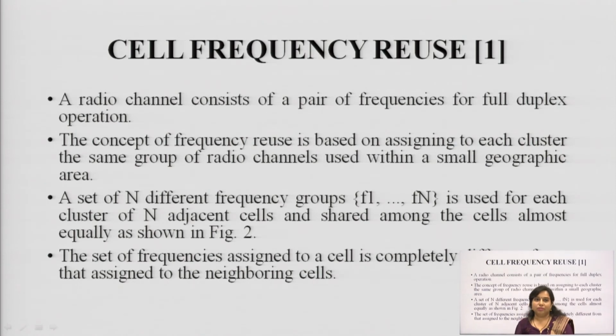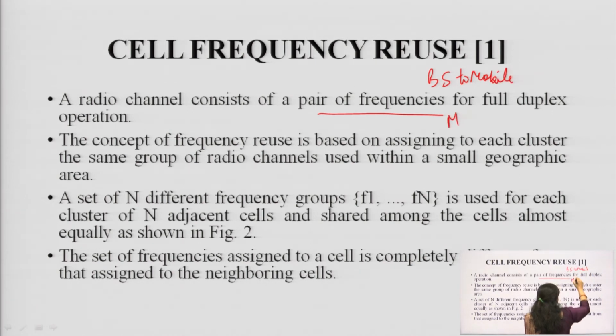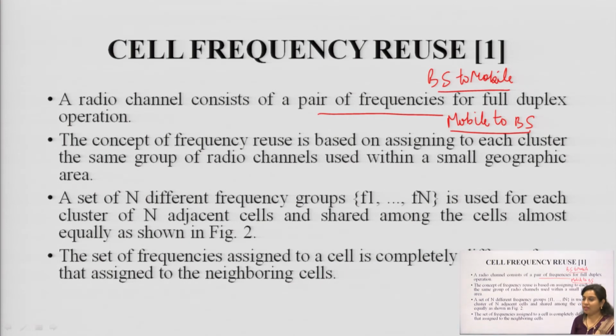Now, the frequency reuse concept. A radio channel consists of a pair of frequencies for full duplex operation. So, radio channel means when we are talking about mobile communication, the pair of frequencies has to be allocated, one for base station to mobile and the other for mobile to base station. So, this is the set of frequencies that has to be allocated.